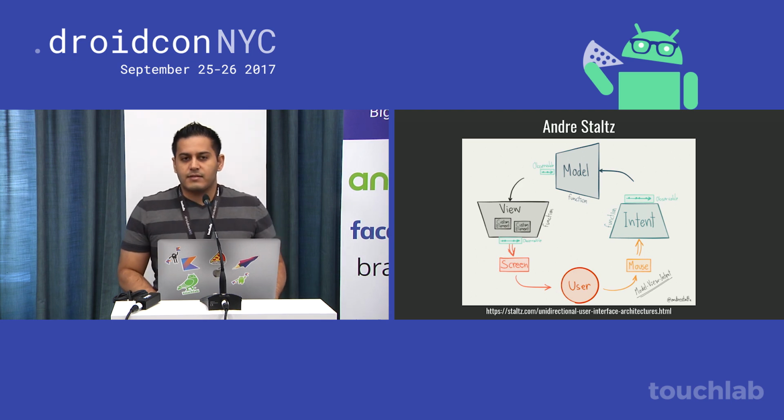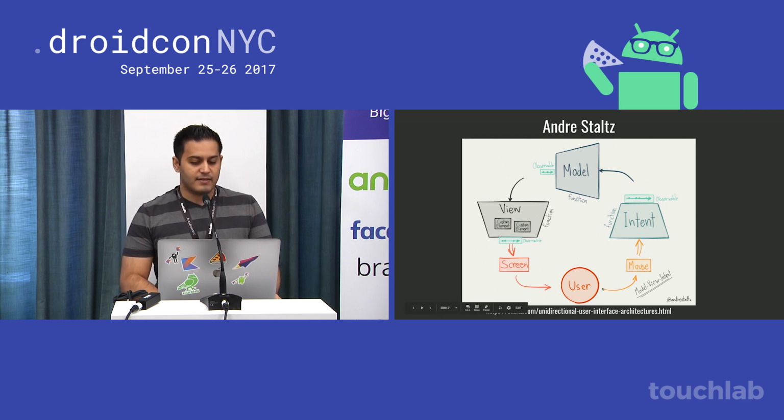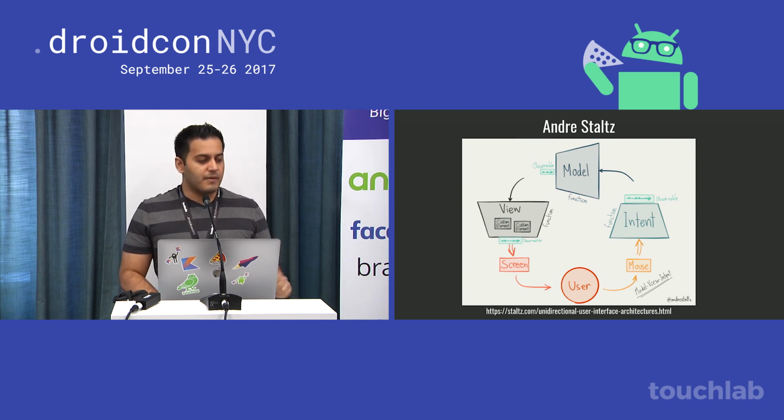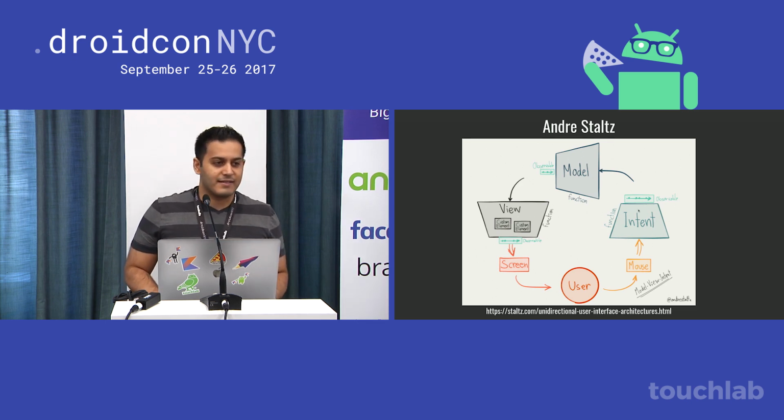Andre Staltz is the creator of Cycle.js. He's written a whole bunch of stuff about this. I highly recommend reading it. And he put together this really good diagram of what model view intent really is. The user does stuff and sends intents into the system. The intents are sent into the model, and view state comes out and is rendered. And that cycle just happens over and over again. It's easy to model events in your system, and it's easy to trace where things come from. You also get this nice unidirectional data flow, which is nice for other reasons, and you get this nice diagram.